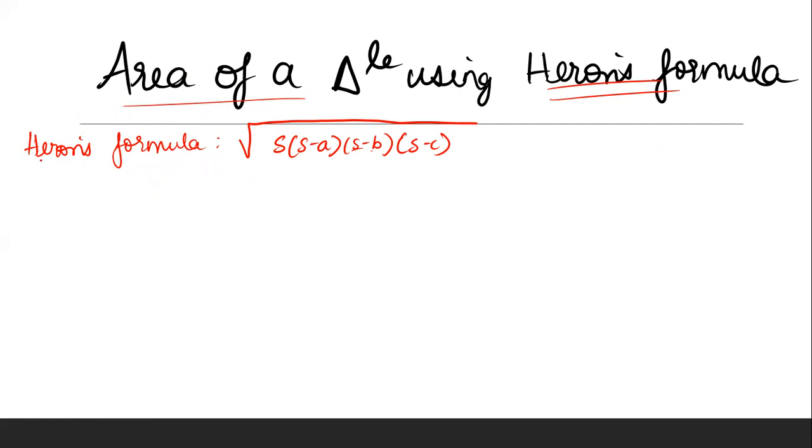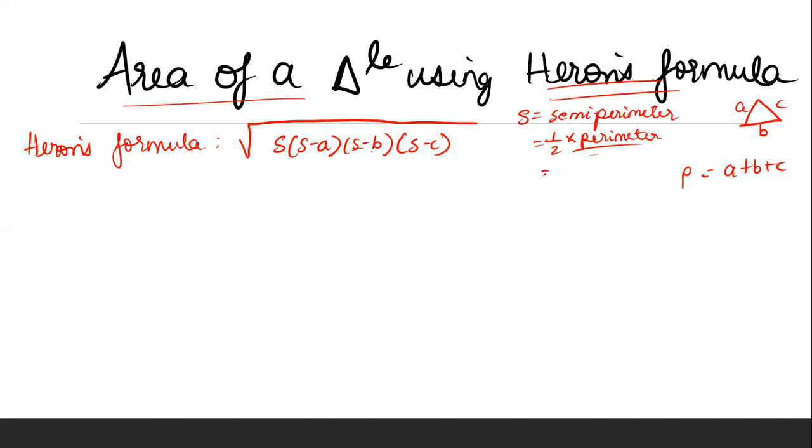Now, what is S, A, B, C here? S is nothing but the semi-perimeter. What does semi-perimeter mean? Half of the perimeter. Now, what is perimeter? Suppose I have a triangle with sides A, B, and C. If I have to get the perimeter of this, I will add A plus B plus C, which gives me the perimeter.